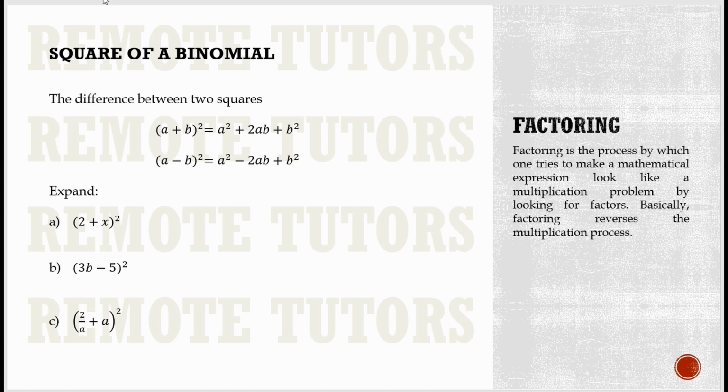Okay, this is not about factoring, but this is a special formula that you should be familiar with, the square of a binomial. Here we have the formula for the sum. (a plus b) to the power of 2 is always a squared plus 2ab plus b squared. The second one is the difference. (a minus b) to the power of 2 is solved in this way: a squared minus 2ab plus b squared.